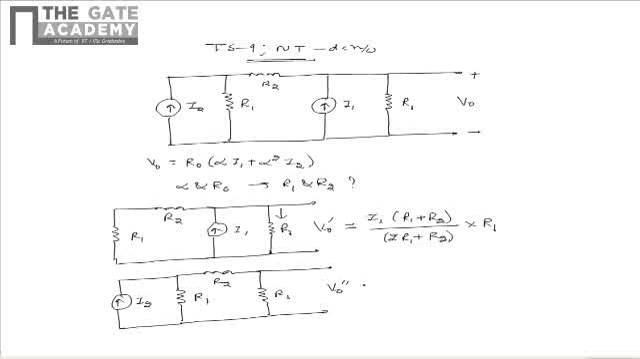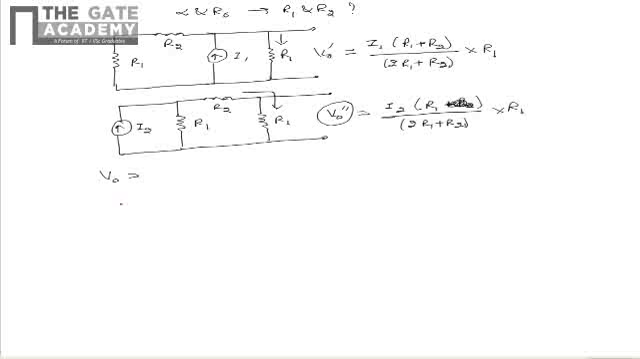So in this case V0 double dash can be written as I2 multiplied by R1 divided by (2R1 plus R2). This mainly gives the current through the series combination R1 plus R2, and this should be multiplied by R1 to get the voltage across the resistor R1, which is V0 double dash.